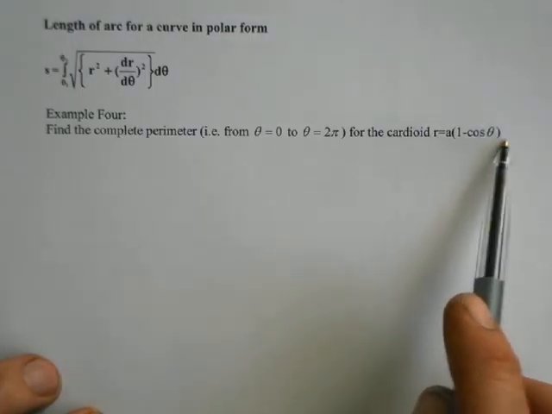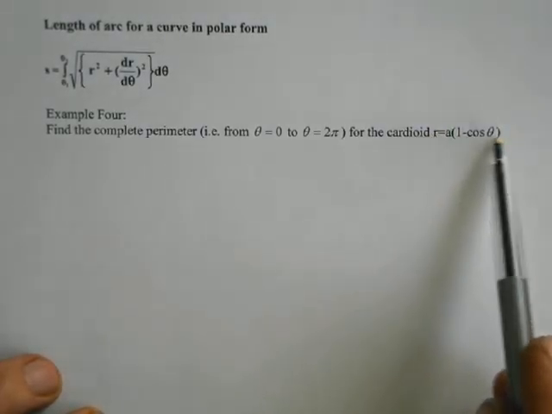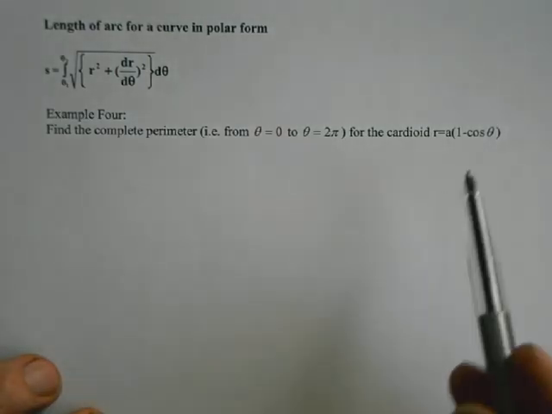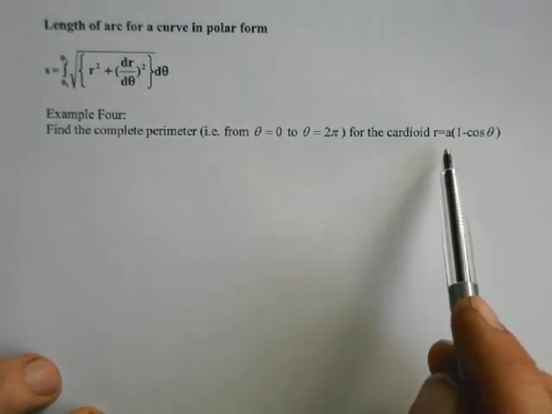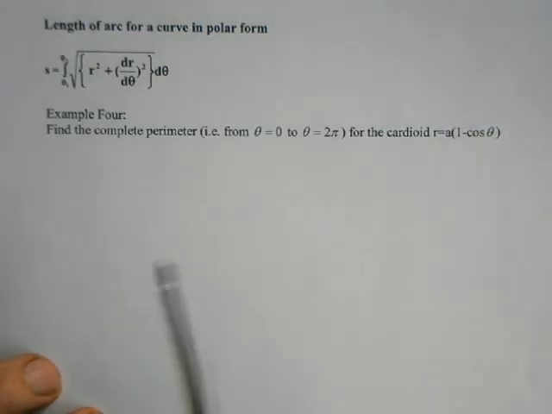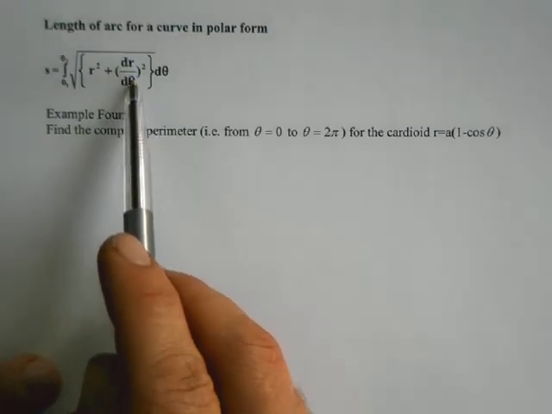So here's our equation for a cardioid. Have a look back at the notes on polar form and the curves if you want to check what that actually looks like. But it's a cardioid, and it's got the variables r and theta. So the first thing we're going to need to do is differentiate this thing. So we need dr d theta.